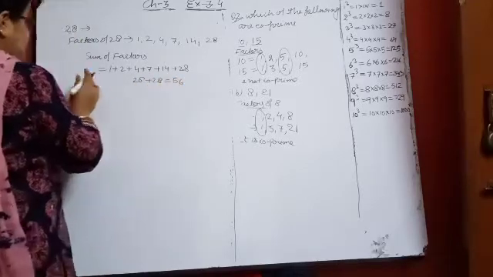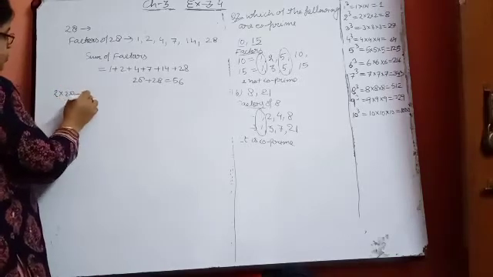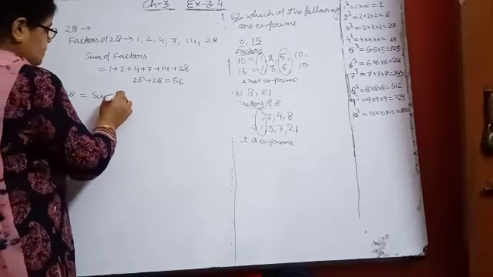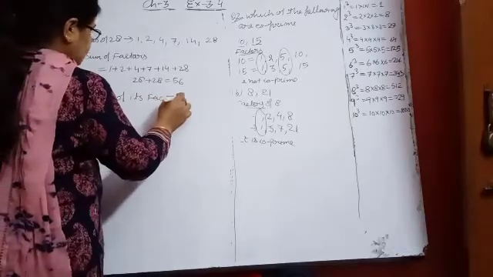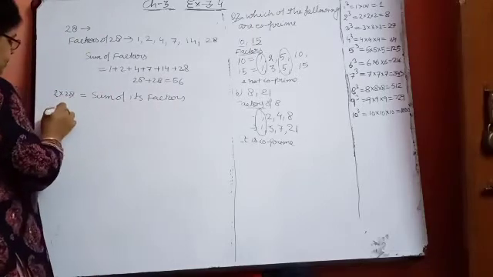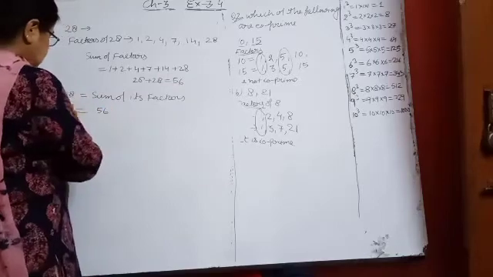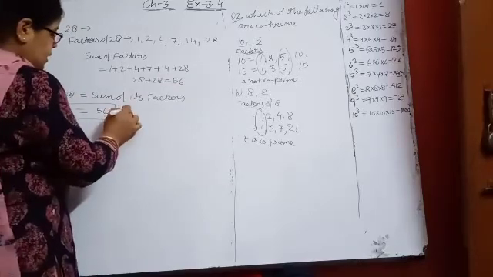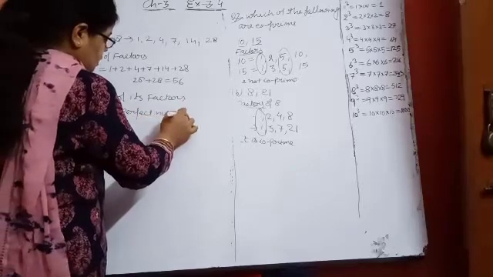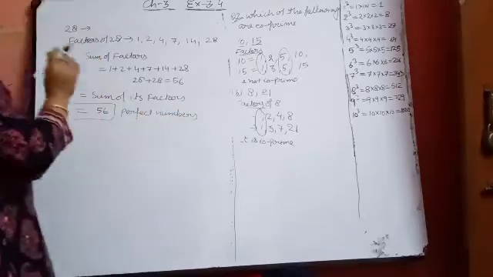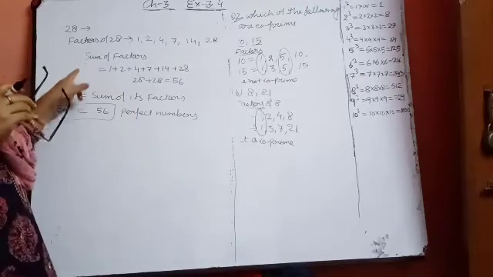Now see that 2 into 28 is equal to the sum of its factors. 2 into 28 will come 56, and if we take the sum of its factors also, it is coming 56. It means it is a perfect number. This kind of numbers I taught you are known as perfect numbers. In the last class I gave all the definitions of perfect numbers also. So you know that.